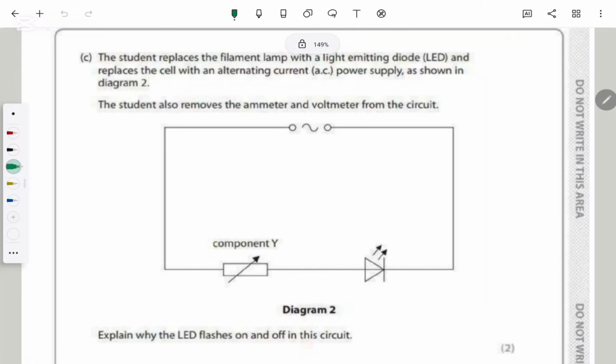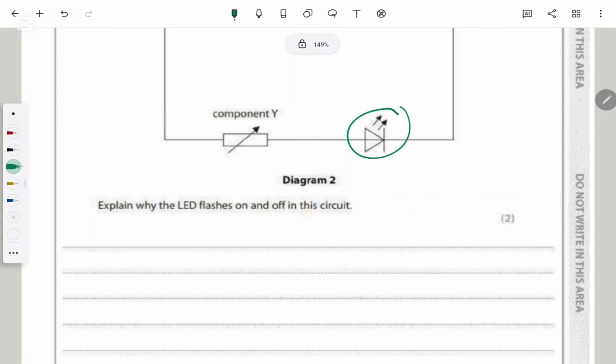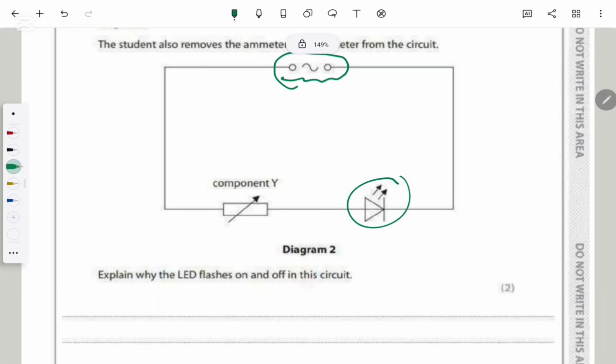Last question. It says the student replaces the filament lamp with a light emitting diode, an LED, this one, with an alternating current power supply. This one is no longer a battery or a cell, it's an alternating current power supply, shown in diagram 2. The student also removes the ammeter and voltmeter from the circuit. Explain why the LED flashes on and off in this circuit.